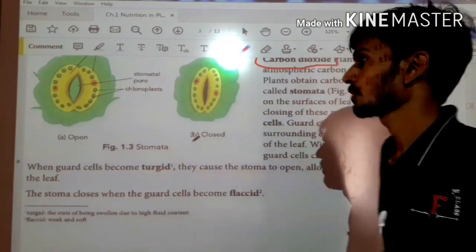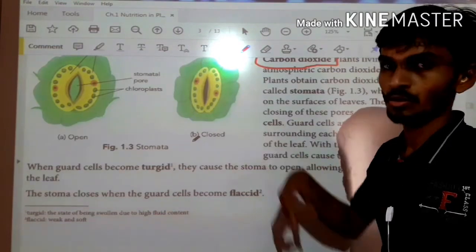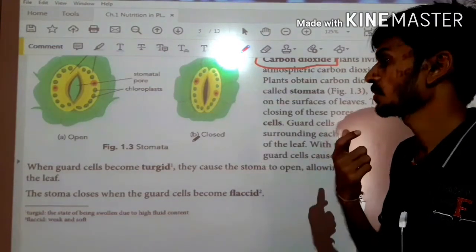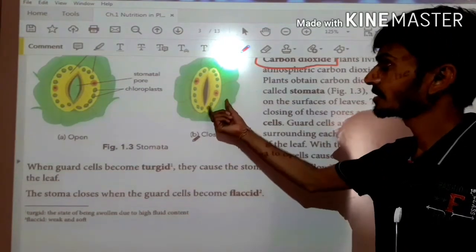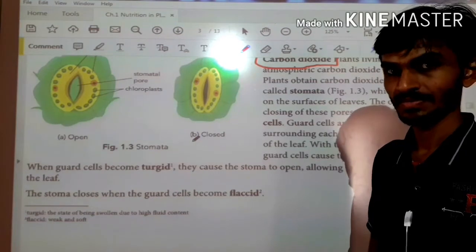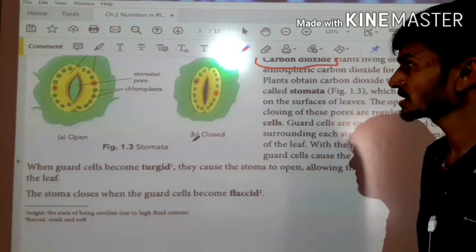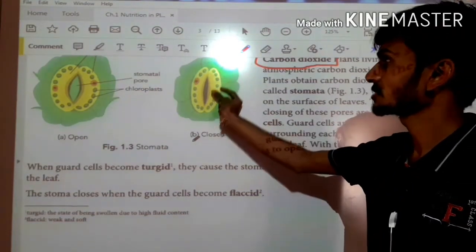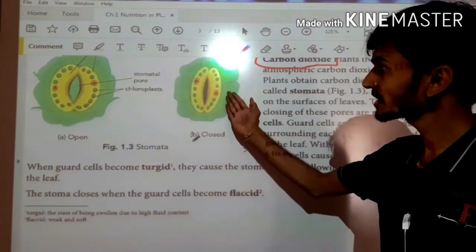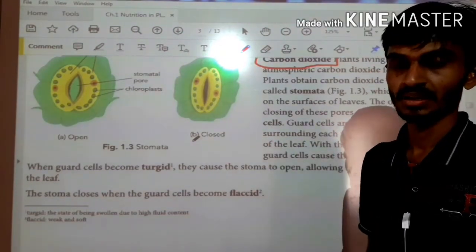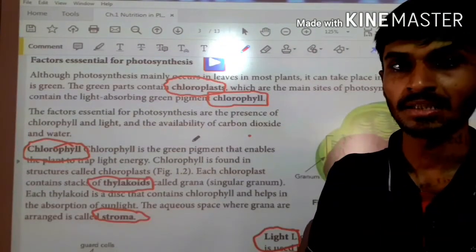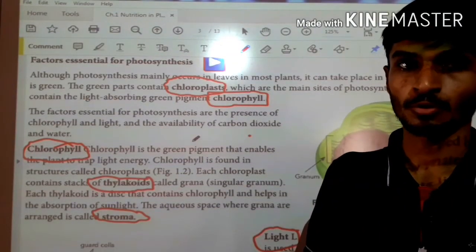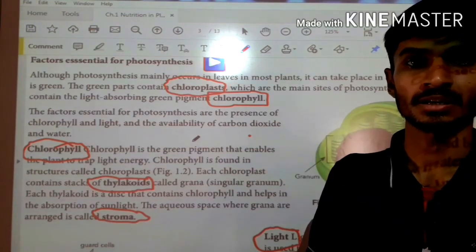In the same procedure, what happens when stomata will close? How will it be closed? So this process is called as flaccid. Flaccid, that means when guard cell will be relaxed, it will be at rest, it will be weak. So what happens? The size of this guard cell will decrease, right? So automatically stomata will be closed, right? It happens during the night. So guys, these were the key factors needed during the photosynthesis process. These were the essential factors.